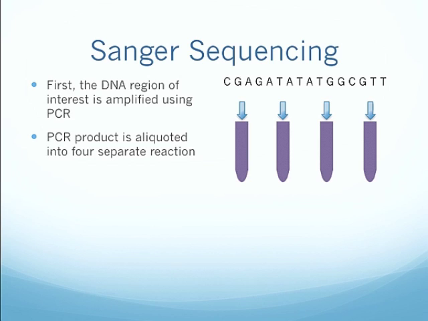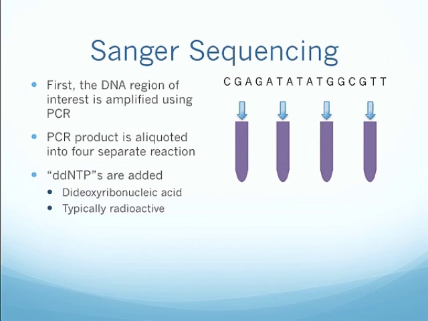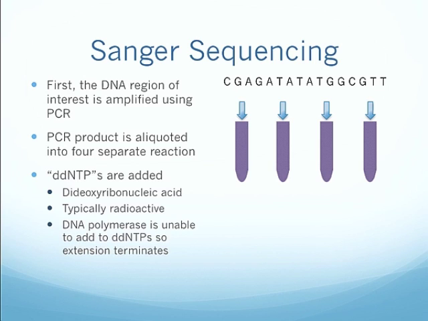In addition to regular PCR reagents, an additional reagent is added, a ddNTP. This stands for dideoxyribonucleic acid. Back in the day, ddNTPs used to be radioactive, but we have better techniques now. And ddNTPs are a special type of nucleotide which stops the extension step of PCR.